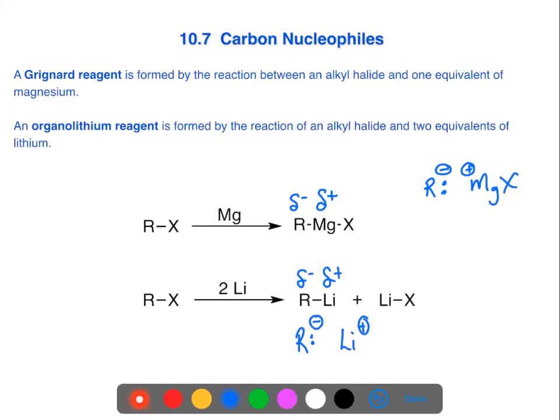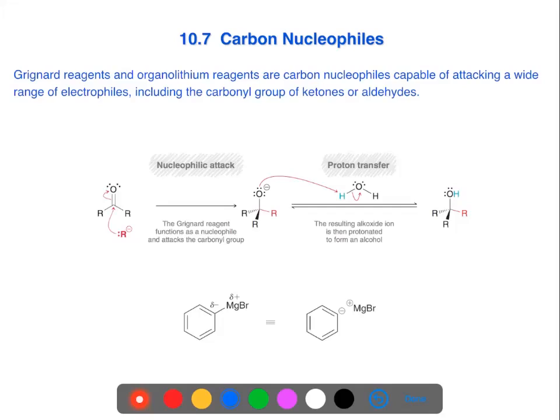For the most part, we consider these ionic in a lot of ways, but the textbook will use some variation in how they show it. Nonetheless, we can treat these carbon nucleophiles as very strong bases and very good nucleophiles. Now, Grignard reagents and organolithium reagents, these carbon nucleophiles can react with a wide range of electrophiles, but these include carbonyl-containing compounds like ketones and aldehydes.